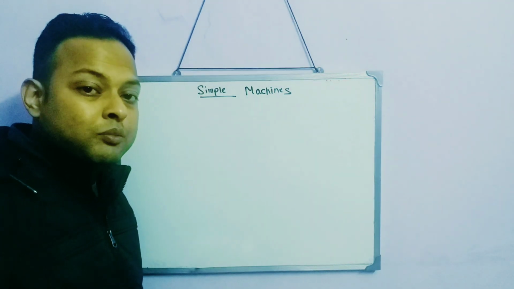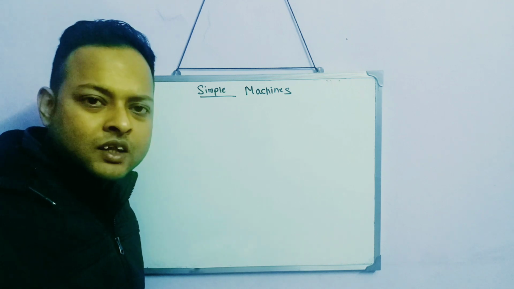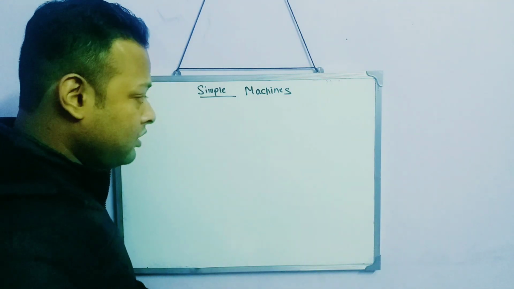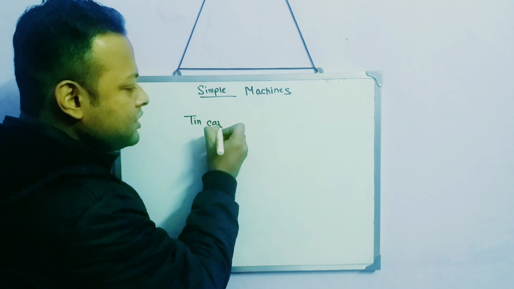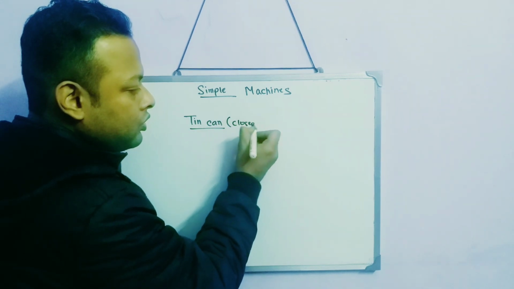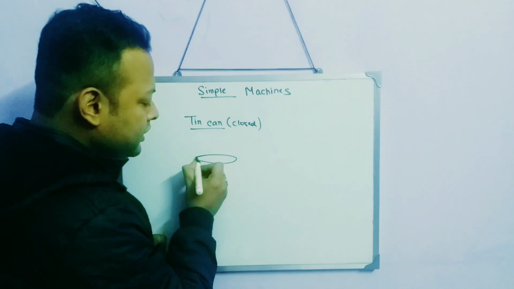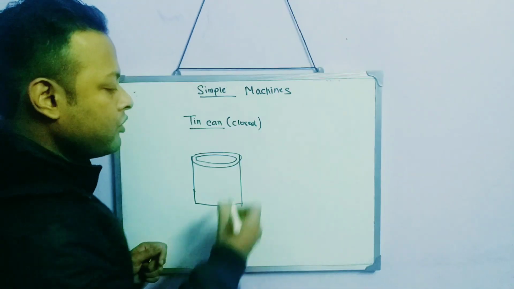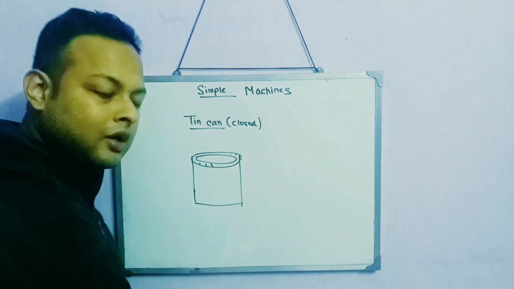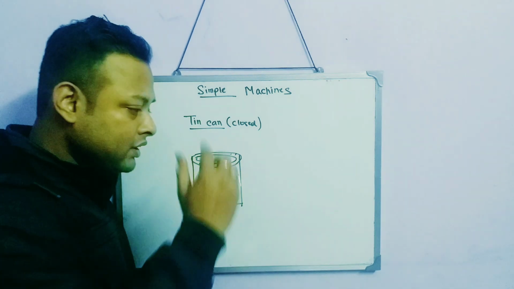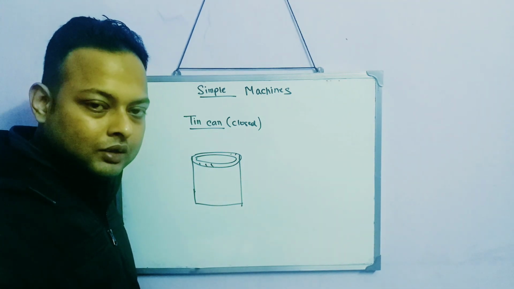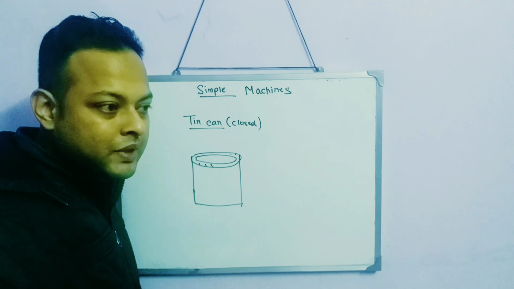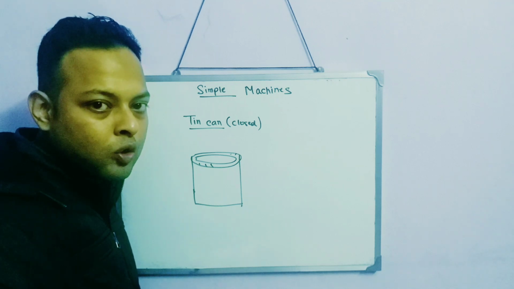So a machine is a device that makes our work easier. Okay, let's understand that with some examples. Suppose you have a tin can, and that is closed. This is the lid of the tin can and this is the can itself. Now you can use your hands to open this tin can. But the problem is the lid is tightly attached. So if you apply your bare hands, it won't open so easily.